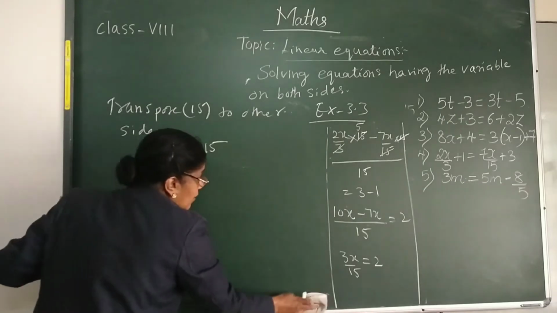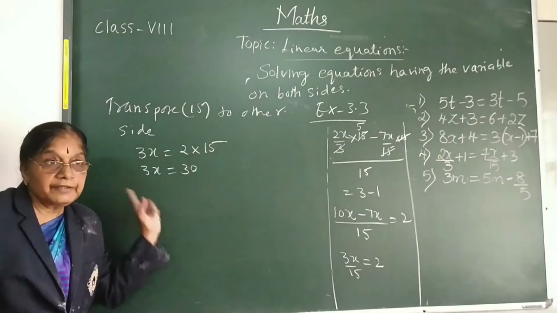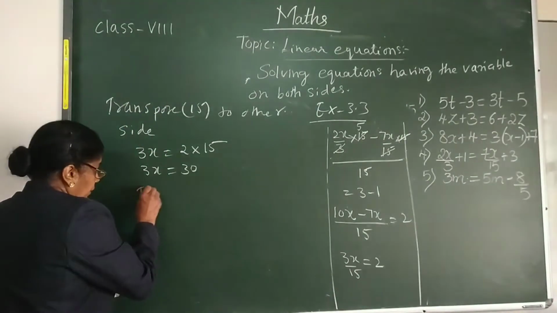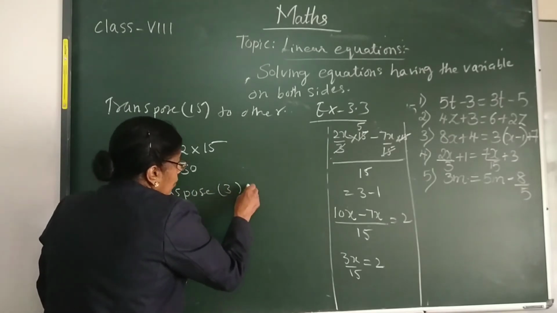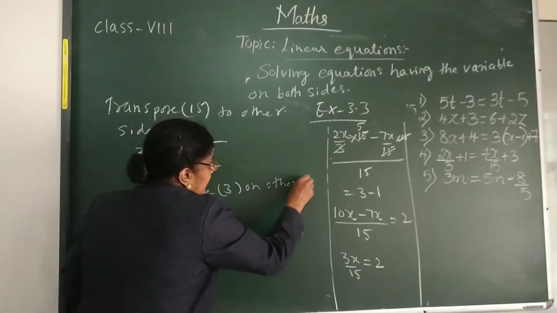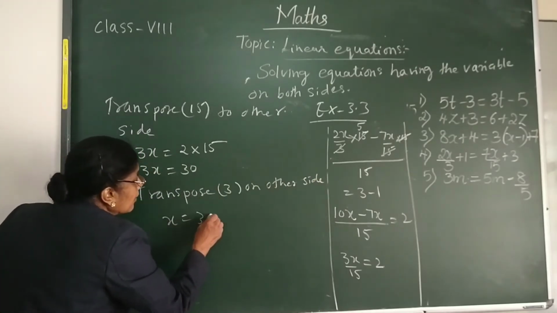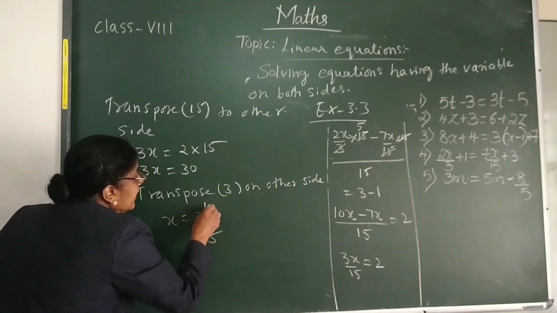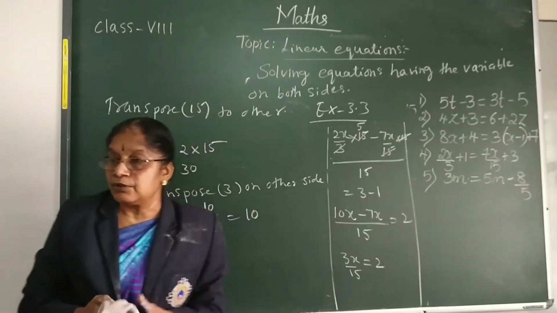Still our answer is not completed because x is having the coefficient 3. That we have to transpose. So what are we going to do? Transpose 3 to the other side. So what do we get if we transpose 3 to the other side? x is equal to 30 by 3. 3 tens are 30. So x is equal to 10. So you got the value x is equal to 10.